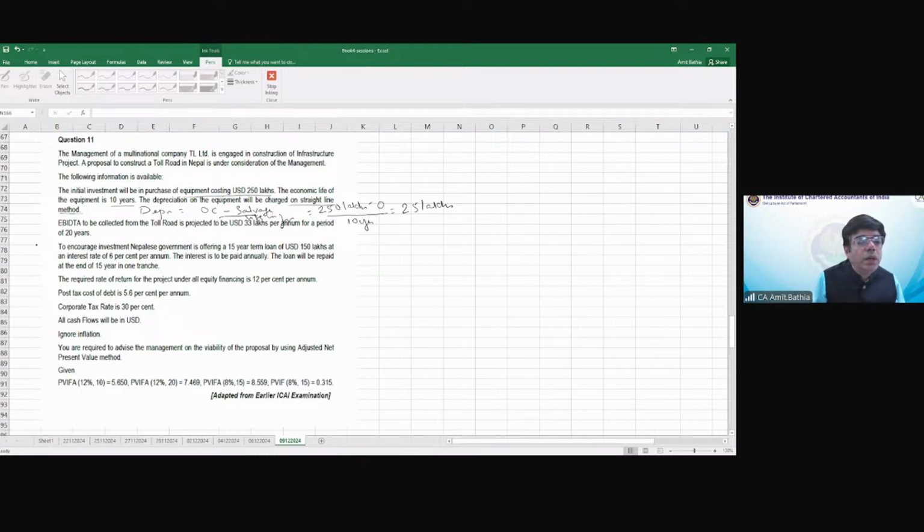Okay. EBITDA to be collected from the toll road is projected to be USD 33 lakhs per annum for a period of 20 years. To encourage investment, Nepalese government is offering a 15-year term loan. All right. So this is a separate part altogether. So there are two parts to it. One is your project, right? And second is the loan which is available to you from the Nepalese government, right? So these are two different things altogether. But both the opportunities are available.